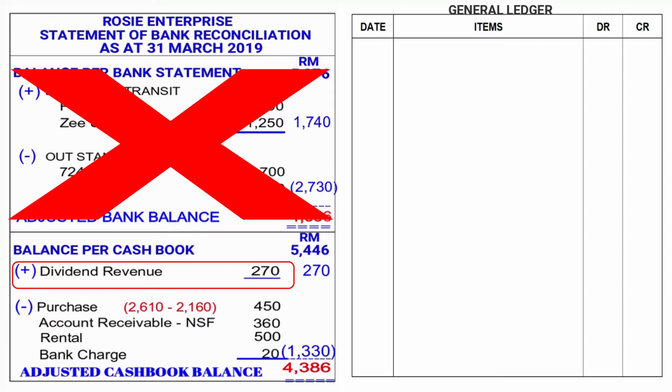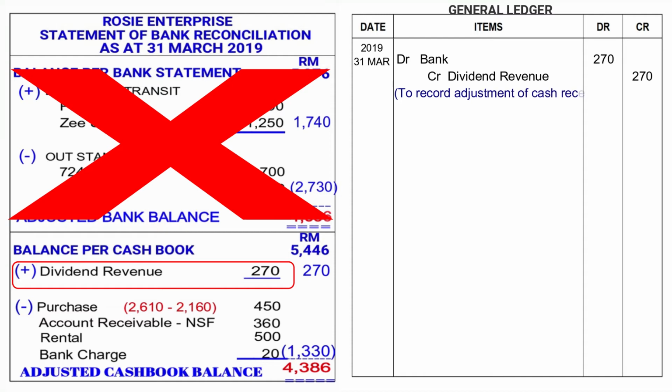For example, debit bank 270 ringgit Malaysia. Credit for dividend revenue is 270. Don't forget to write down the explanatory. That is, to record adjustment of cash receipt.